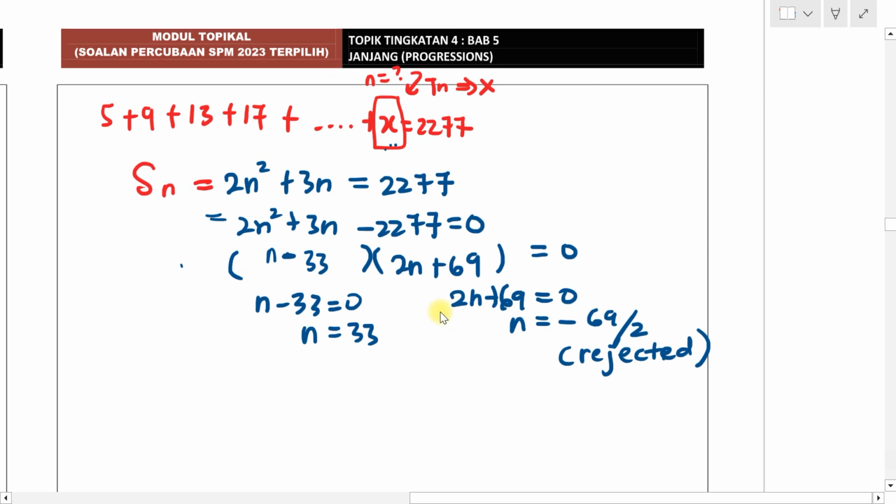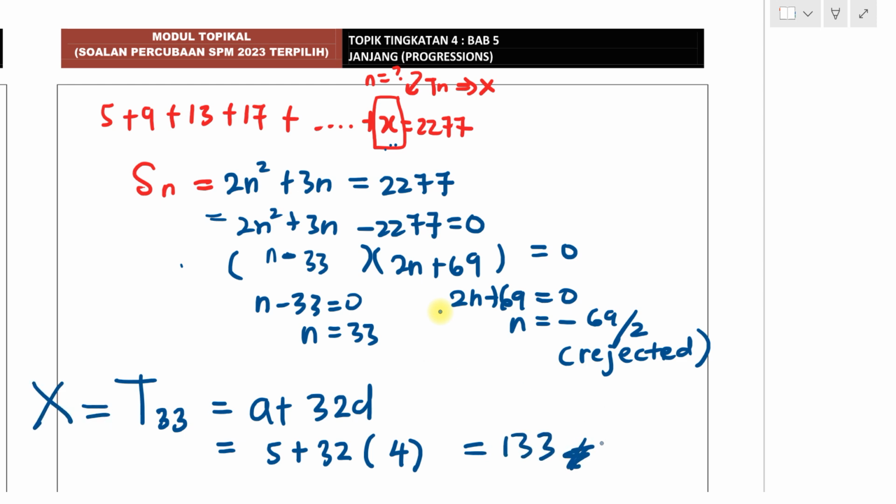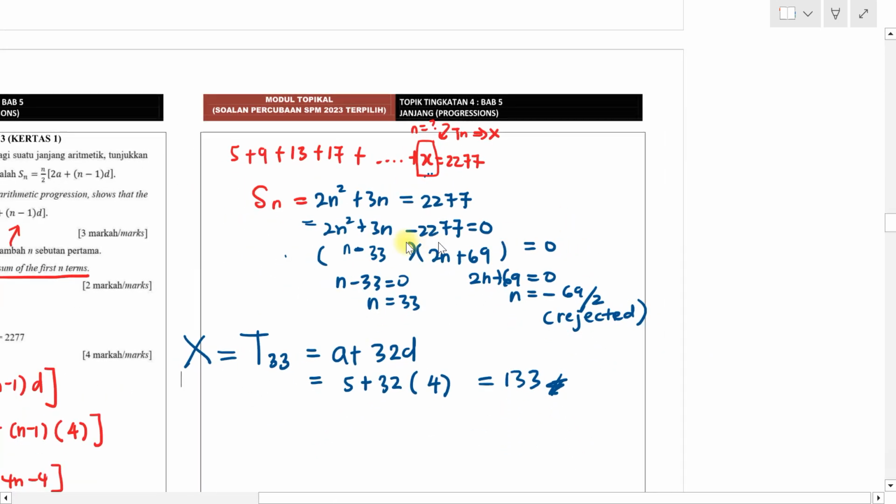But we want to find what is the x. Okay, we know it is the 33rd number, but what number is that? Then T33. So a plus 32d. So your a is 5, 32, your d is 4. So 5 plus 32 times 4. So you're getting 133. So that is the value of x. Okay, right.